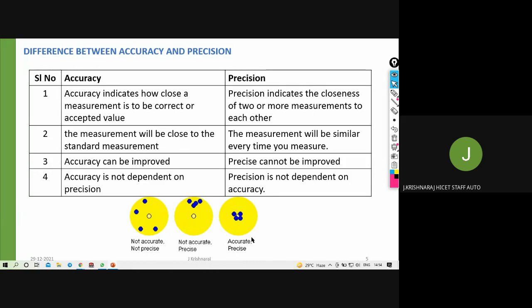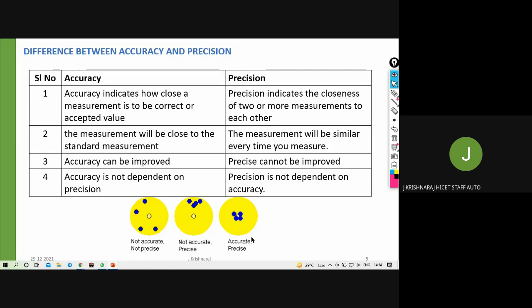In the first one, the outer circles are far away from the middle part, which means it is not accurate and not precise, because no particular reading is close to each other or close to the central value. So it is not accurate and not precise.